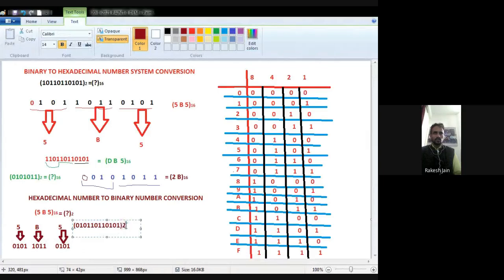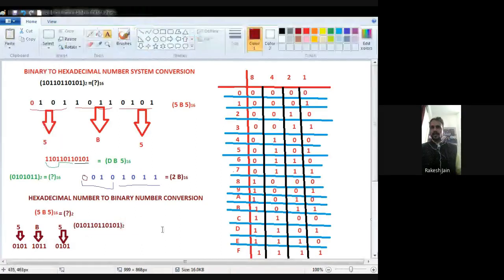So this is the completion by combining them and representing with a base of 2: 0 1 0 1, 1 0 1 1, 0 1 0 1. So this is your answer, and we also cross-checked the result of the previous conversion.